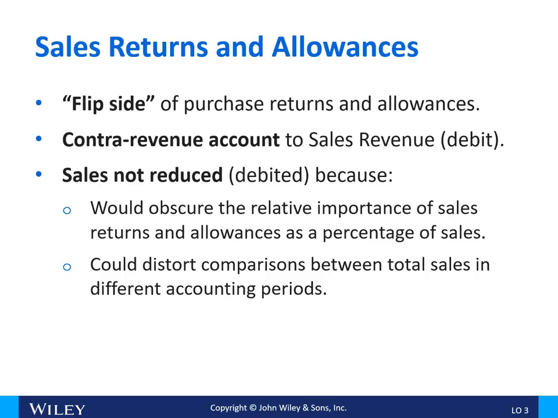We use this separate account, the sales returns and allowance account, and not reduce sales directly because it would obscure the relative importance of sales returns and allowances as a percentage of sales. So that's a key metric that companies look at: what percentage of our sales do we get returned. And it could distort comparisons between total sales in different accounting periods. So if you have a period with high returns, may relate to a prior period. So if you are debiting that sales account directly, you're going to lose some comparisons.